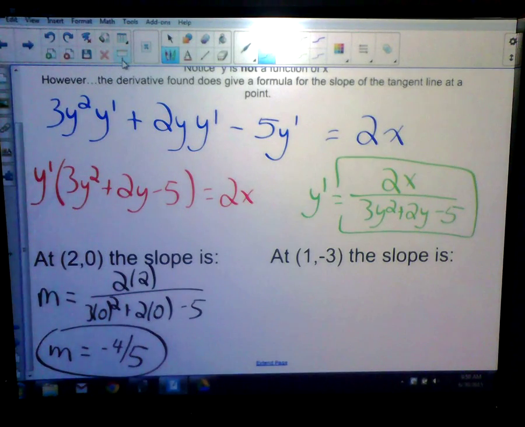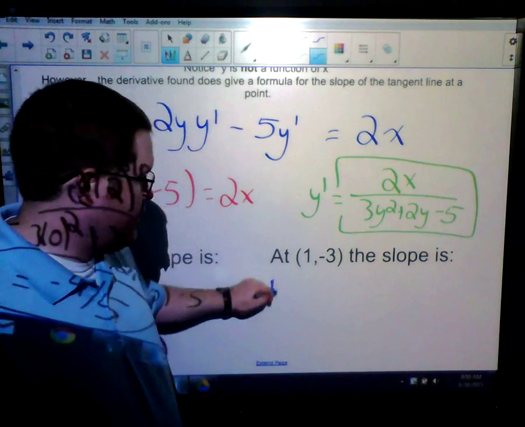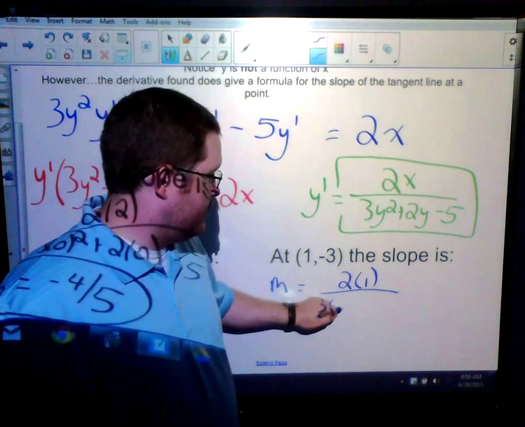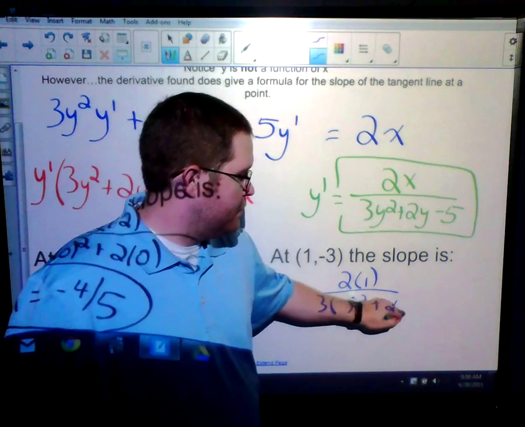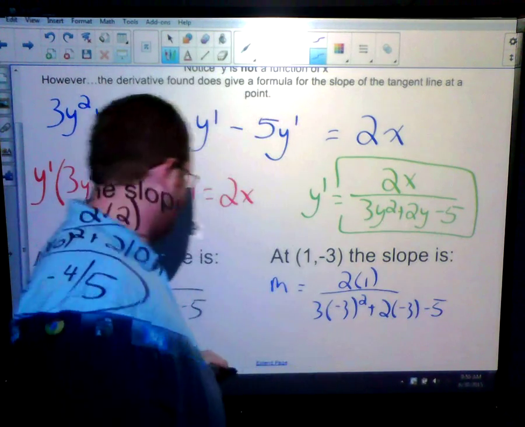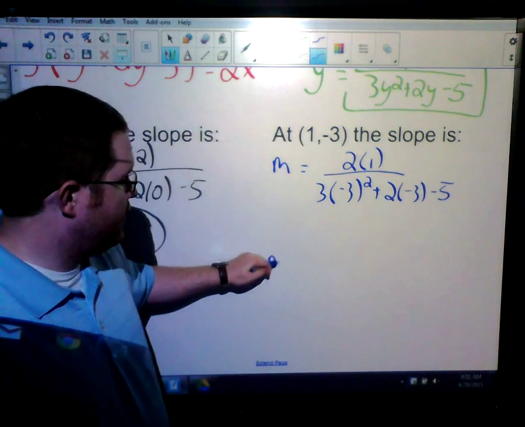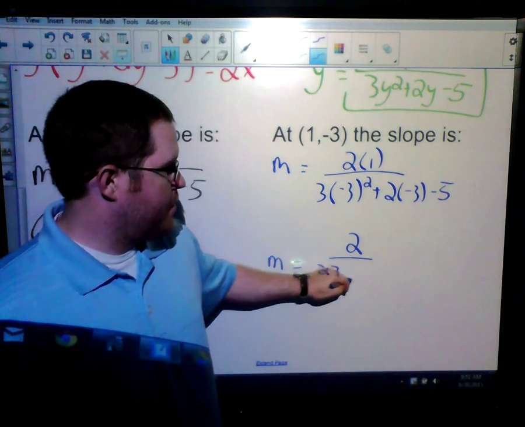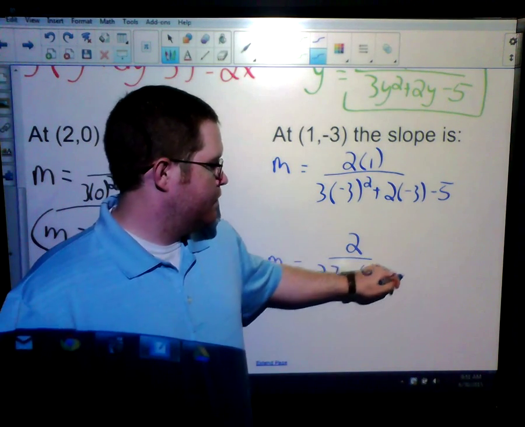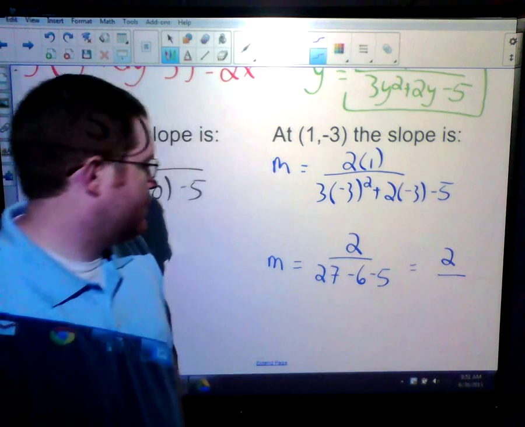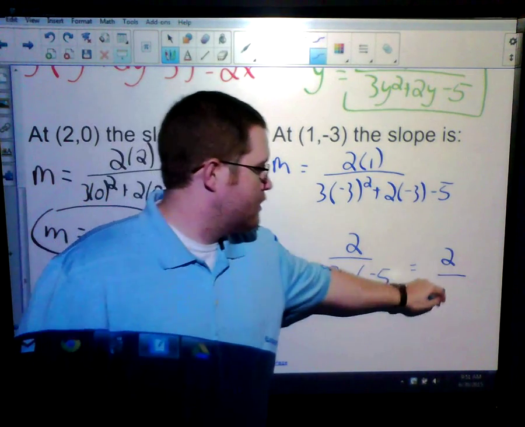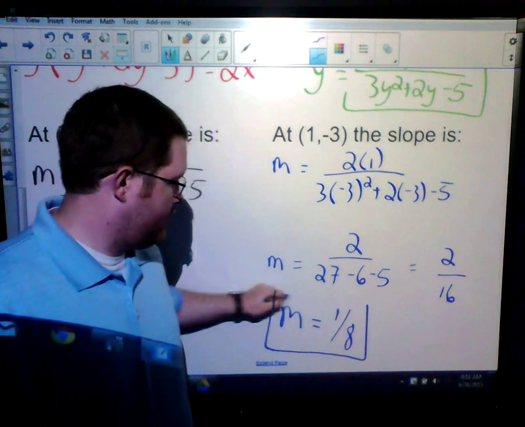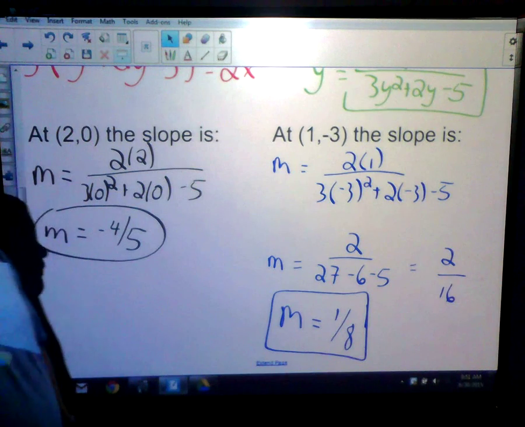At (1, -3), the slope is, well, m equals 2 times 1 over 3 times -3 squared plus 2 times -3 minus 5. I have to do a little bit of math here. That's 2 over 27 minus 6 minus 5. That's 2 over 16, I think, just 1/8. So at (1, -3), the slope is 1/8.